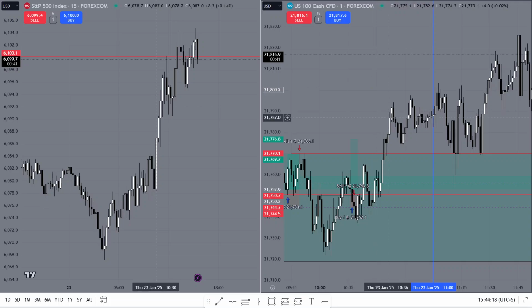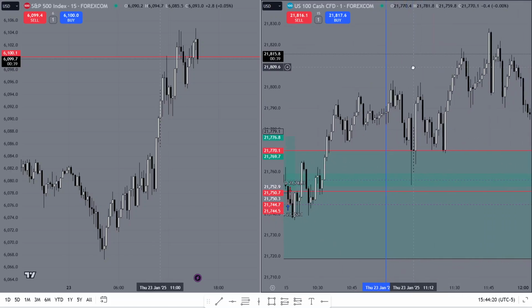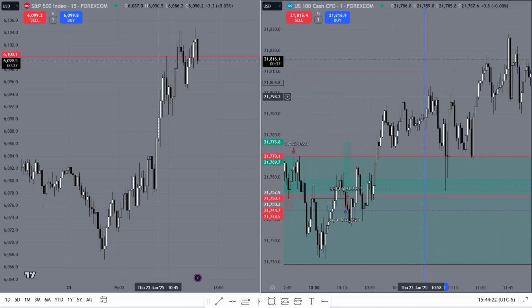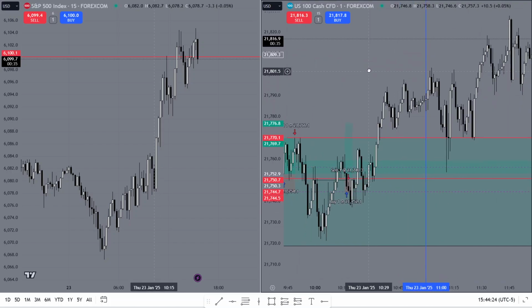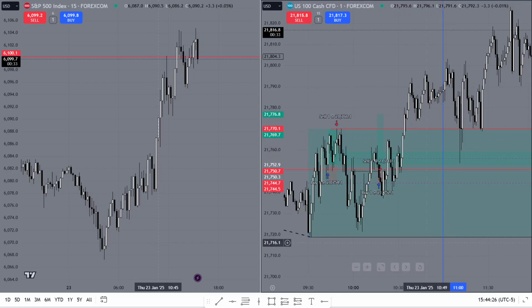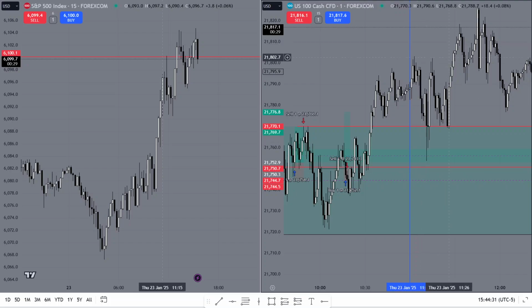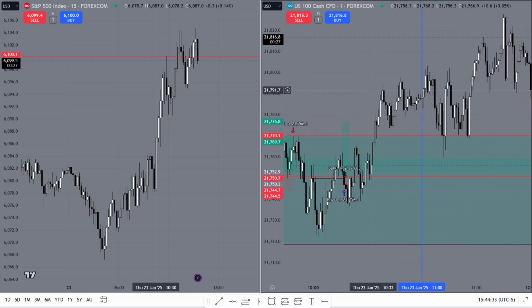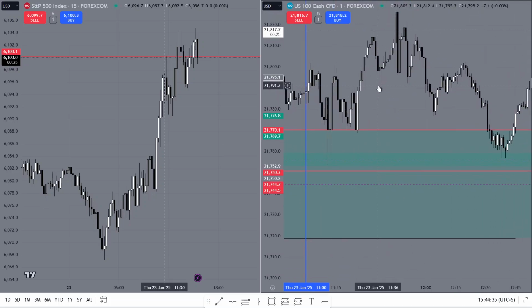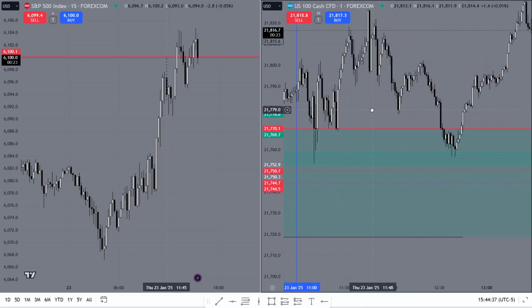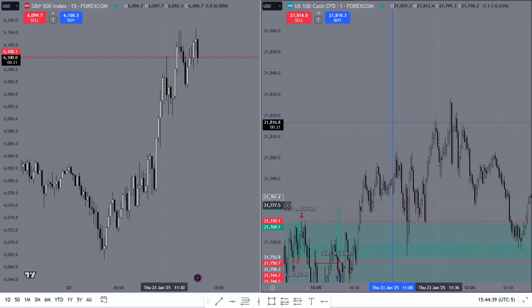So I called it out live when this was happening. Actually, I think we were right around here, and I was like, oh, look at this, guys. This is a balanced price range. What does that mean? Price is gonna come back into it and go up. Go check the Discord. You'll find my messages. Anyways, so price lit right up.